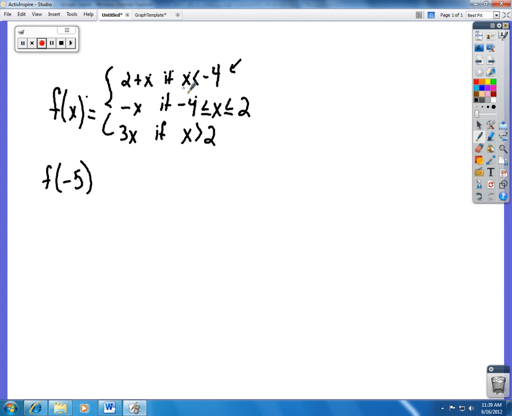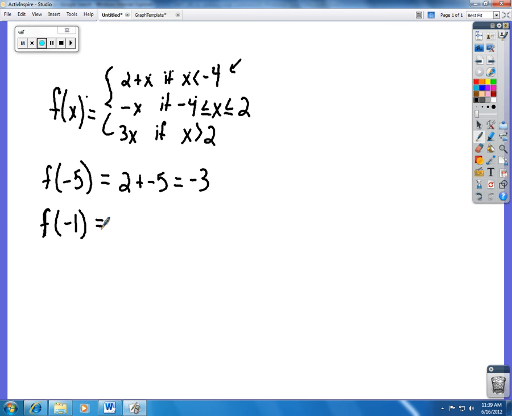Because this is saying for values where x is less than -4, you should be using this function. So to figure out what the function of x is at -5, you're going to plug in -5 into this line here, because this is the function you should be using if x is less than -4. So I would do 2 plus -5, which of course is -3.